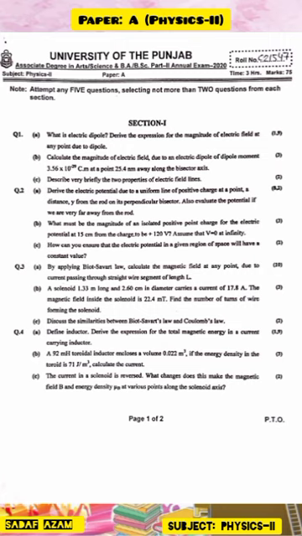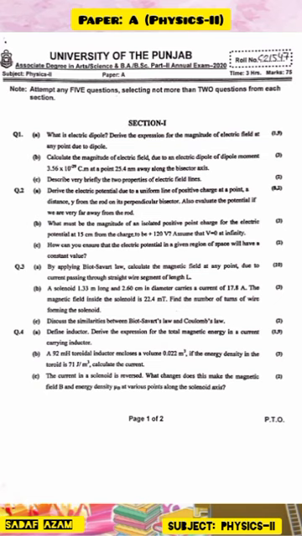Question number 4A. Define inductor. Derive the expression for the total magnetic energy in a current carrying inductor. B. A 92 millihenry toroidal inductor encloses a volume 0.022 cubic meter. If the energy density in the toroid is 71 joule per meter cube, calculate the current. C. The current in a solenoid is reversed. What changes does this make in the magnetic field B and energy density at various points along the solenoid axis? Page 1 of 2.